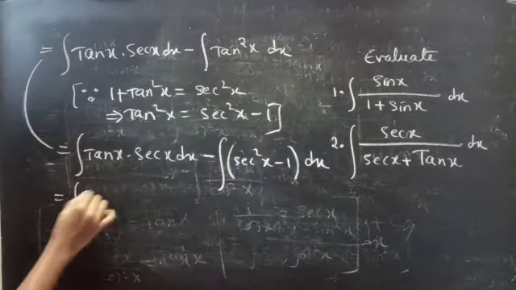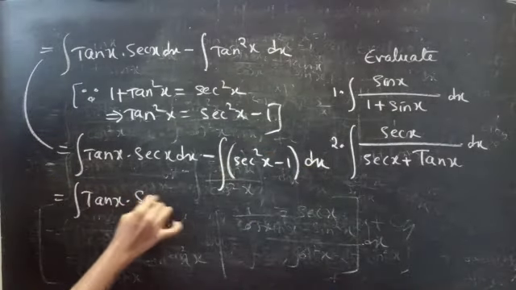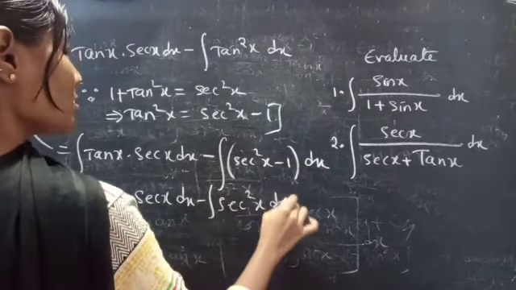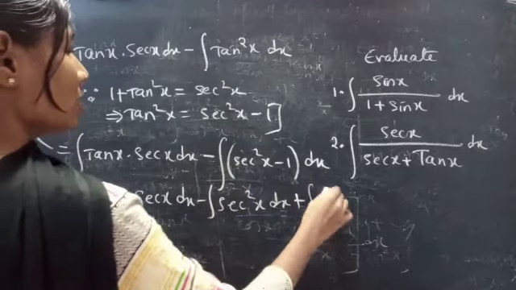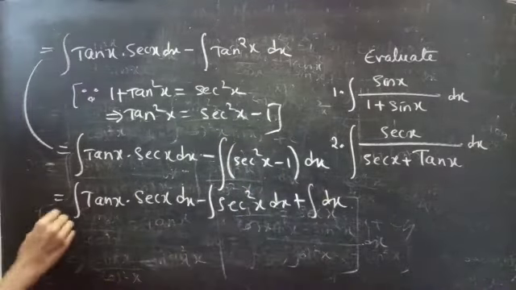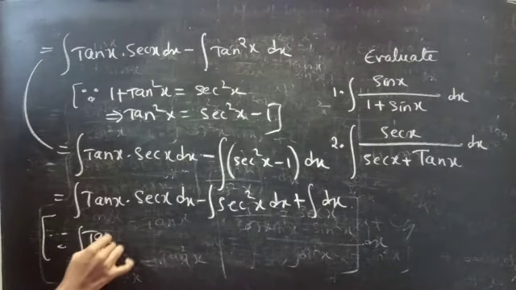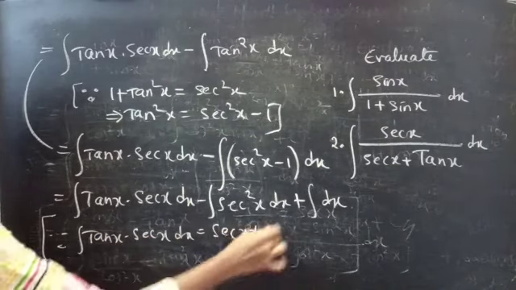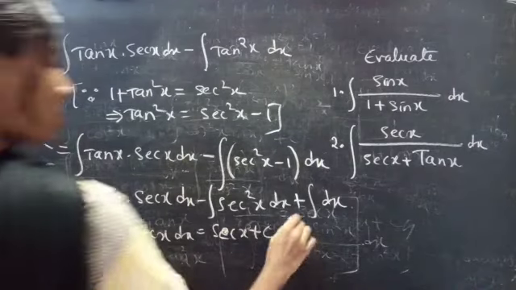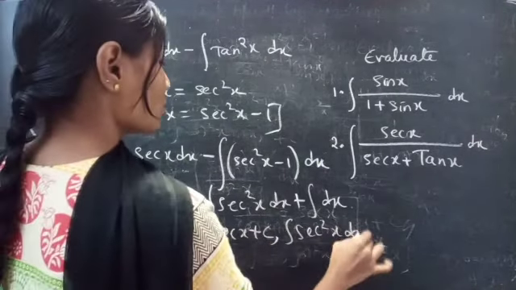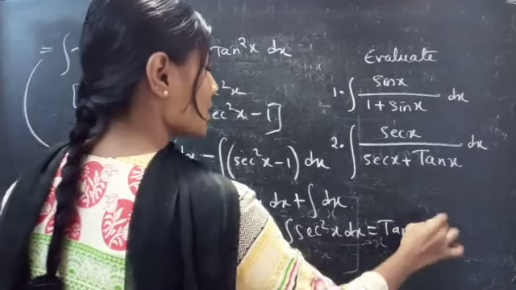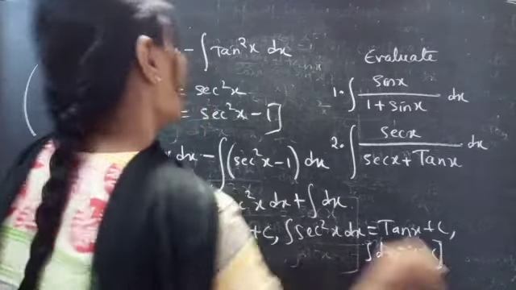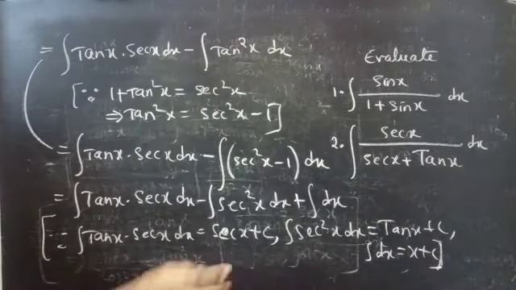So this equals the integral of tan x into secant x dx minus the integral of secant square x dx plus the integral of dx. Since the integral of tan x into secant x dx equals secant x plus c, and the integral of secant square x dx equals tan x plus c, and the integral of dx equals x plus c, now we can apply these formulas.